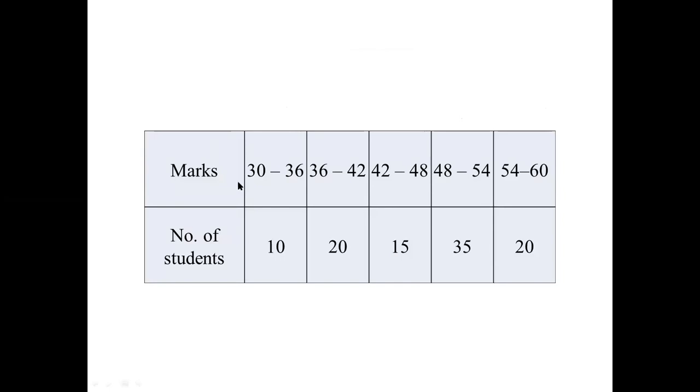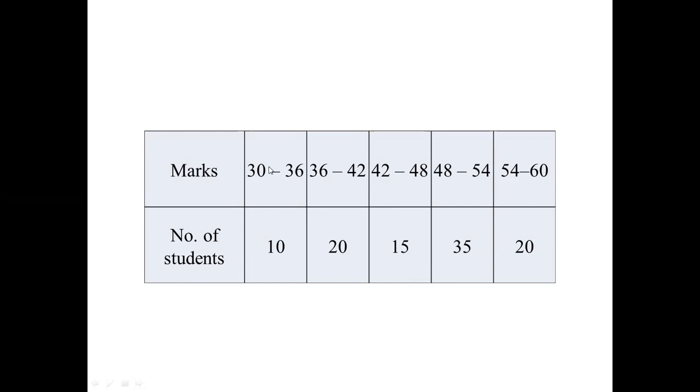This is a table which has marks of your students and the number of students. So there are 10 students who have scored marks between 30 and 36. There are 20 students who have scored marks between 36 and 42. 15 students have scored marks between 42 and 48. 35 have scored marks between 48 and 54, and 20 have scored marks between 54 and 60. So this becomes your frequency, the number of students, and the marks are plotted as class intervals.